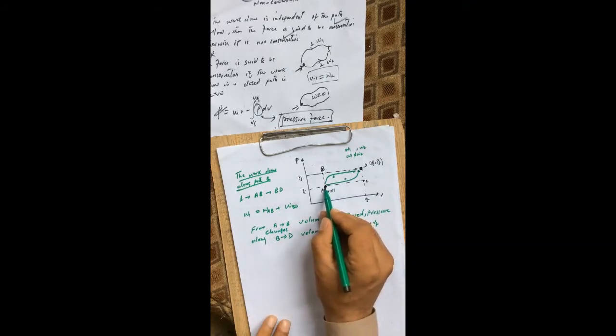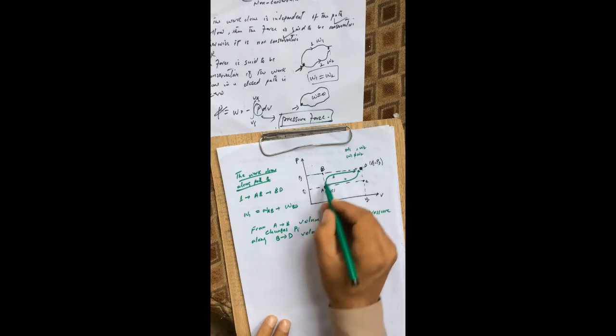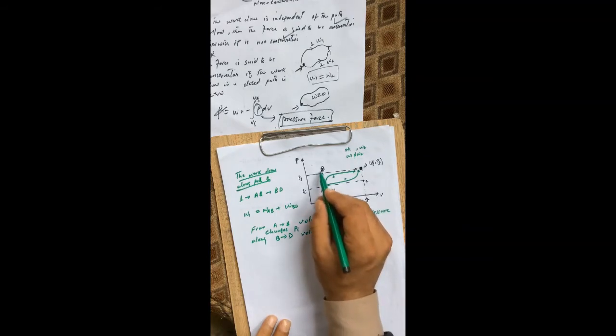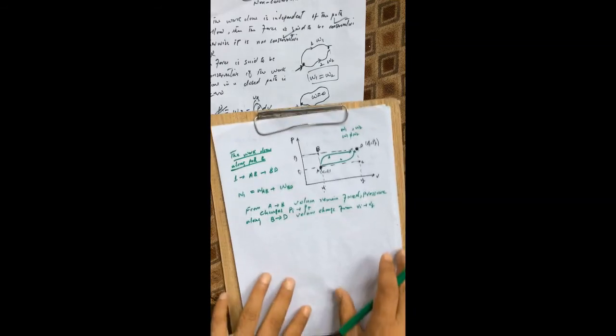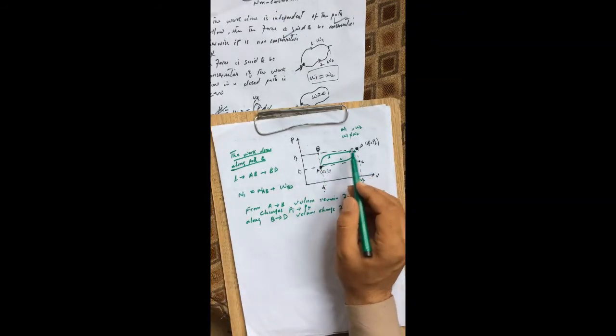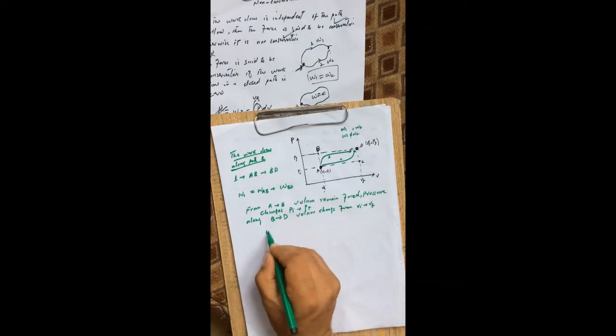The pressure changes from Pi to Pf, because if you move from A to B, at point A the pressure was Pi, and we are moving to B, so it changes to Pf. Now along path BD, the volume changes from Vi to Vf while pressure remains fixed.